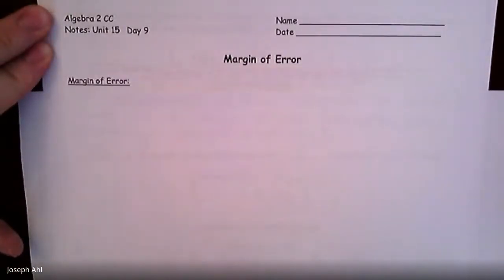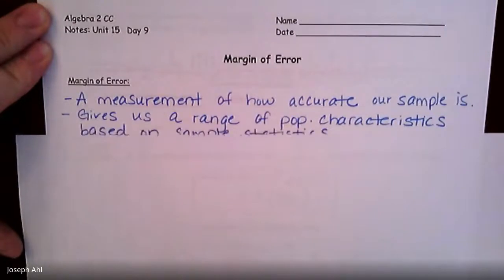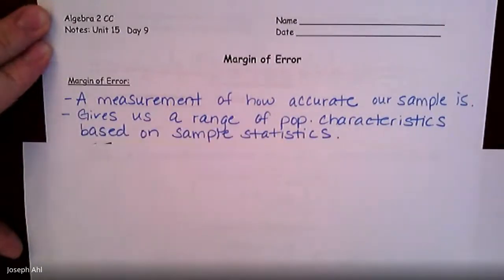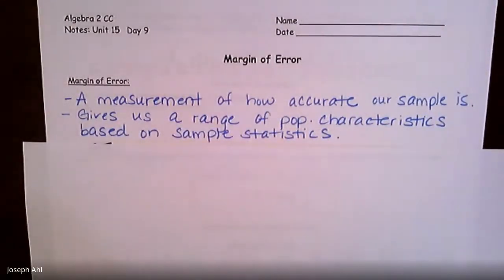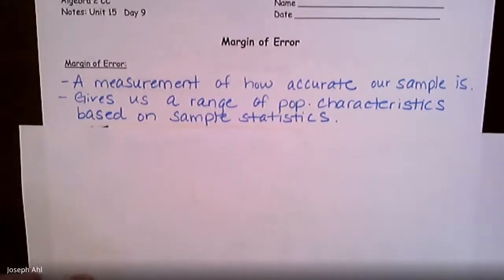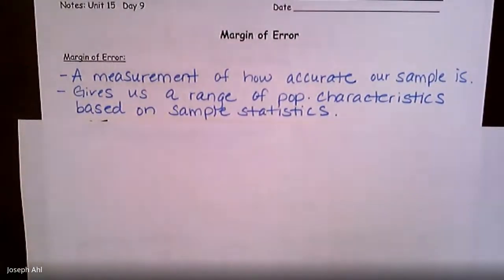All right, so margin of error. It's a measurement of how accurate our sample is. It gives us a range of population characteristics based on some sample statistics. So that range that we saw in that last question in part E has something to do with the margin of error.